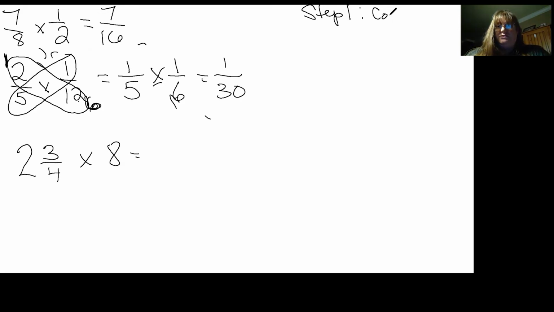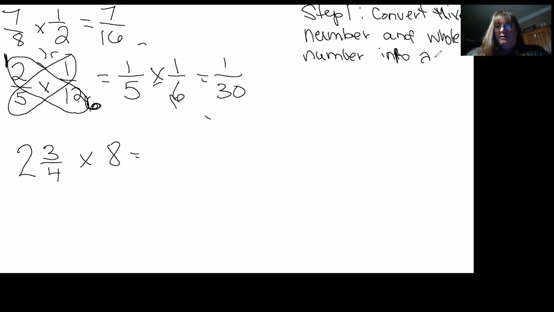So convert mixed number and whole number into a fraction. As you can see, Mrs. Linfors is getting used to writing on this screen.